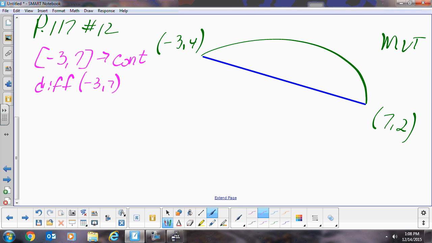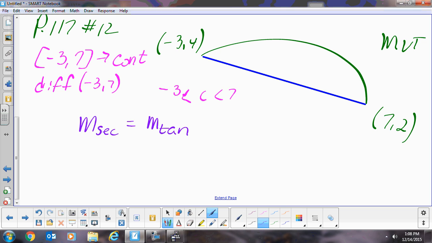And then they said, then there exists a c between -3 and 7 such that, okay, so what do we know? Let's not look at your answers. Let's just focus up here. What is this for sure? Mean value theorem. What does mean value theorem say? Slope of the secant equals slope of the tangent.